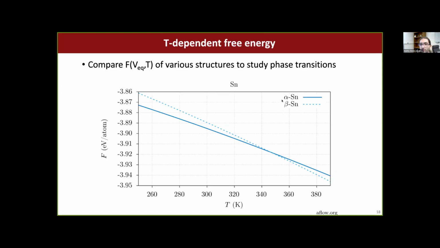And here I have an example of tin, where alpha tin is a diamond structure and beta tin is the trigonal structure. So what you do, you plot the free energy temperature dependency for each of them. And for each temperature, the structure with the lowest free energy will actually be the stable one. So at low temperature, alpha tin is the stable one. And when you reach some critical temperature, you actually have a transition to beta tin, which is the trigonal one. And as you can see here, for example.